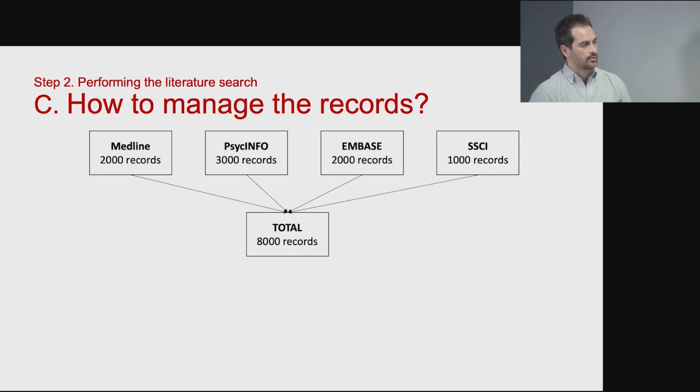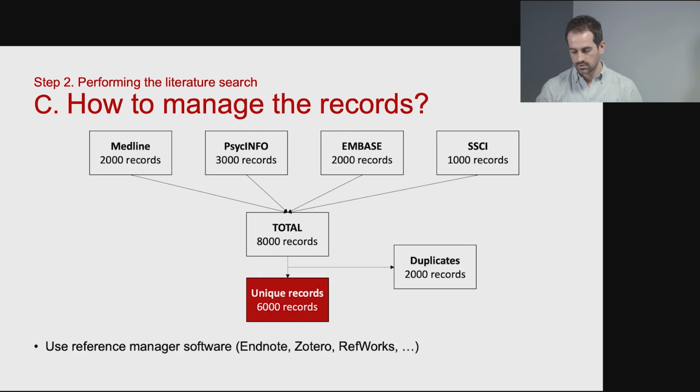So, for example, out of 8,000 records, you may find that 6,000 are unique records and 2,000 are in multiple data sets. You can eliminate those records. It's very important to use reference manager software to do that, because eliminating 2,000 papers by hand may take a long time, and those reference manager software do that automatically.